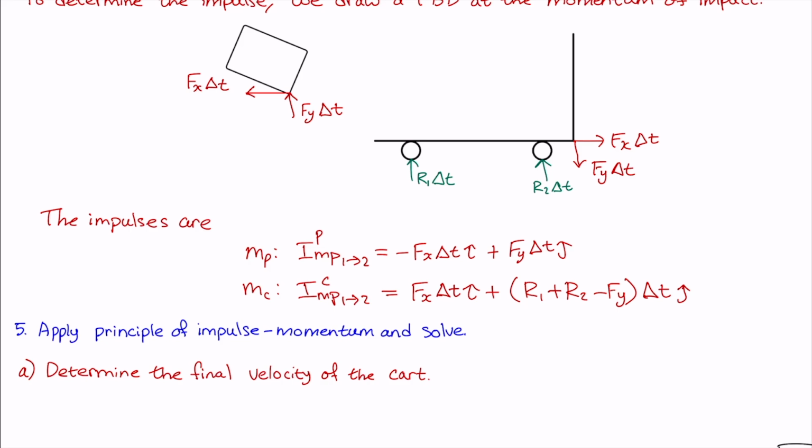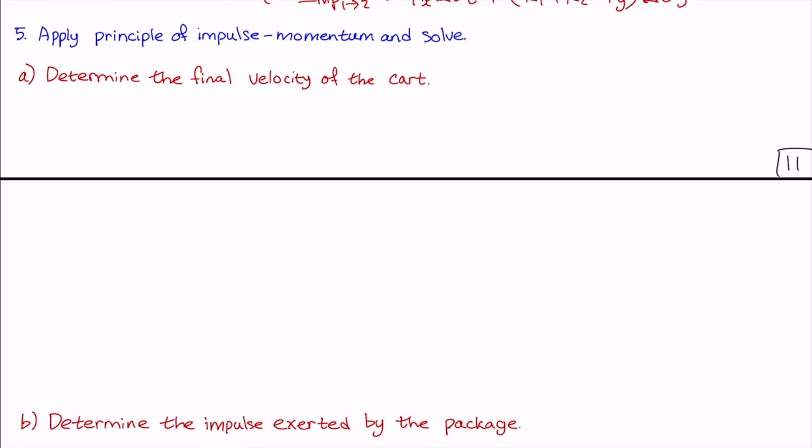We're going to consider them both to be our system. And as a result, the impulse is then internal to that system, and we can neglect it for right now. And then in part B, we'll consider the package by itself, and then we'll compute that impulse. So let's just write this down real quick.